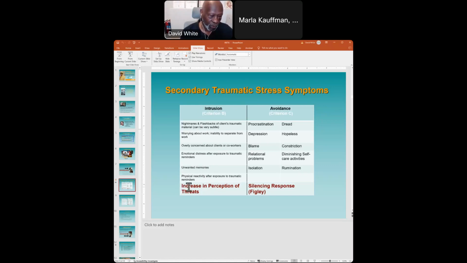And at the same time, you're having an increase of the perception of threat. Not necessarily the reality, but your brain doesn't know the difference between the reality and the perception. Your nervous system is going to react the same way. So you're perceiving threats in larger amounts and in different places than you normally would. So that's part of the process of intrusion that relates to the symptoms of traumatic stress.